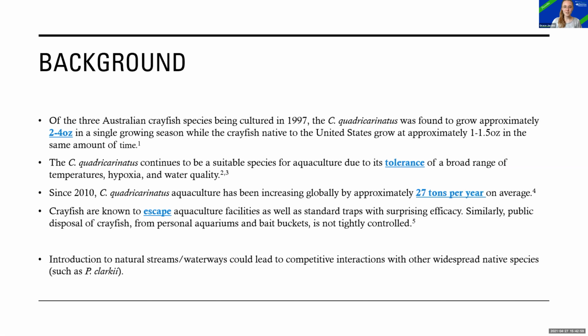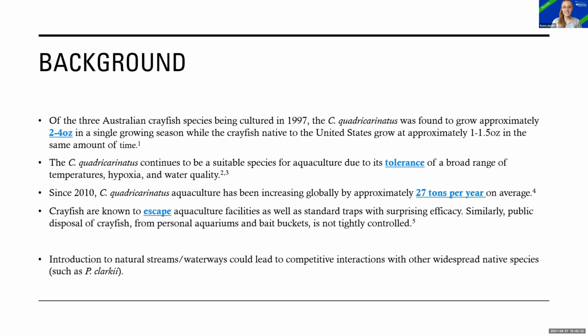They were really the ideal candidate for expansion in the aquaculture industry because they can tolerate a wide range of environmental conditions, and they have a much larger size than the crayfish that we are accustomed to seeing and eating in the United States. Again, we can see here that 27 tons per year on average since 2010, they've been increasing in that aquaculture industry.